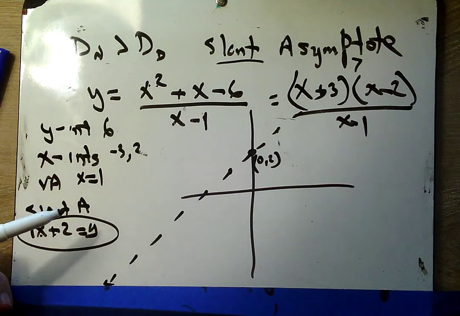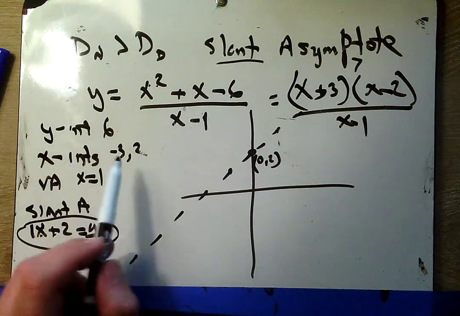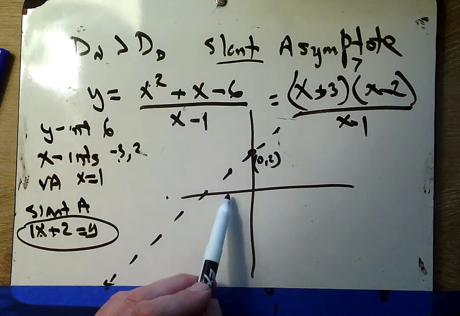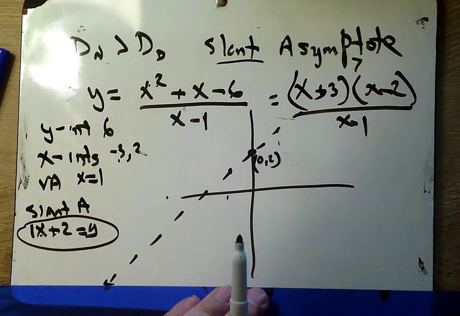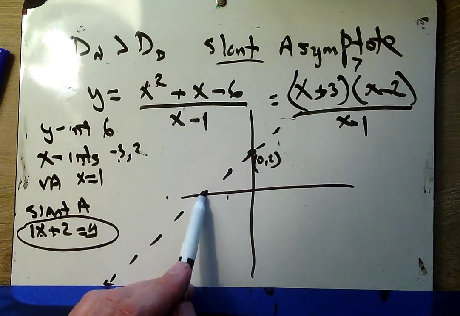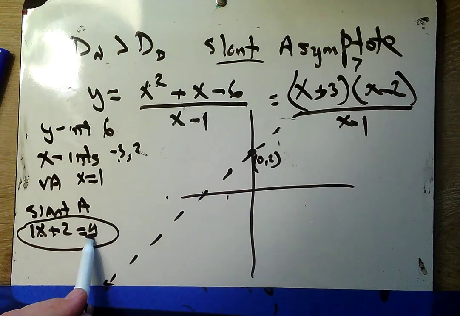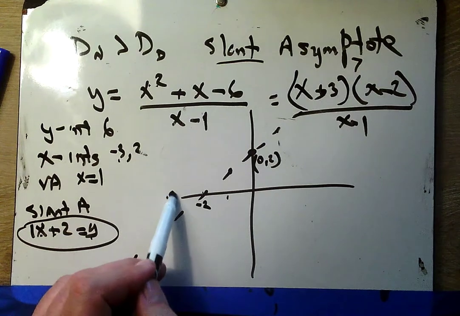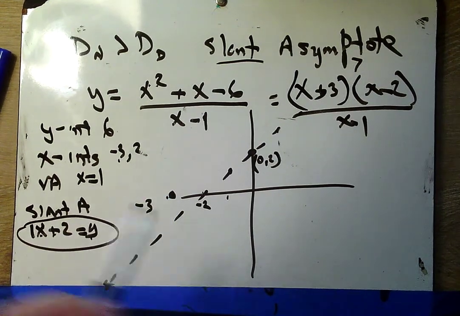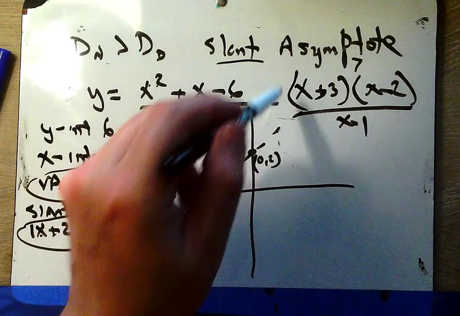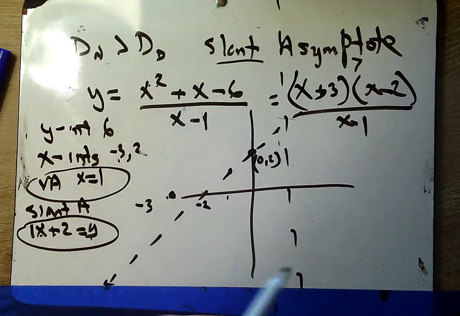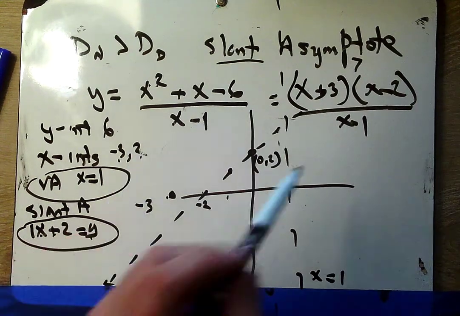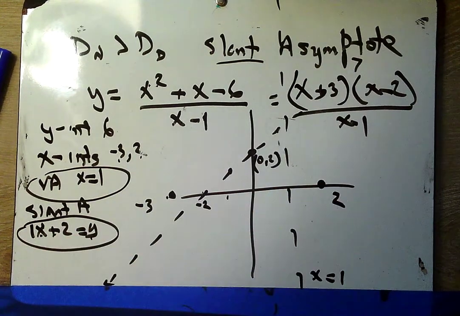So what else do I know? Well, I do know that I have an x-intercept at negative 3. Is negative 3 over here, or is negative 3 over here? I guess I do need to find the x-intercept there, which means I need to set y equal to 0, and then I get, oh, that's negative 2. So negative 3 is going to be over here. Now, didn't we have a vertical asymptote at 1? Okay. x equals 1. And we had an x-intercept at 2 over here. Good.